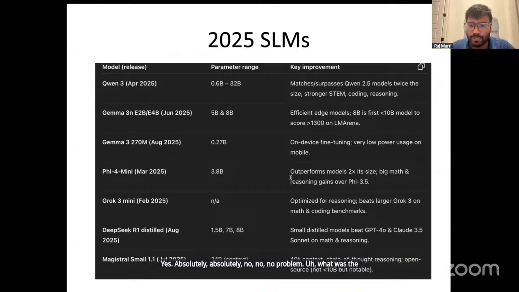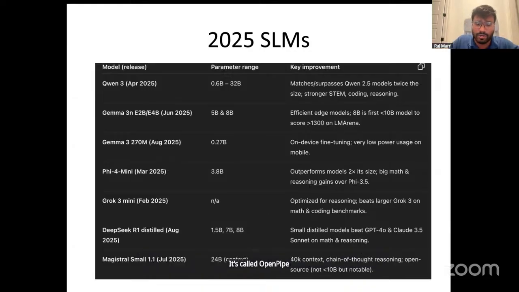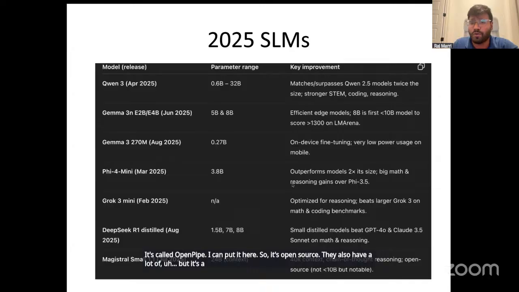He's asking what was the platform you mentioned. It is OpenPipe. It's open source. If you want to just go and play around with reinforcement learning and making small fine-tuned SLMs, you could do that.